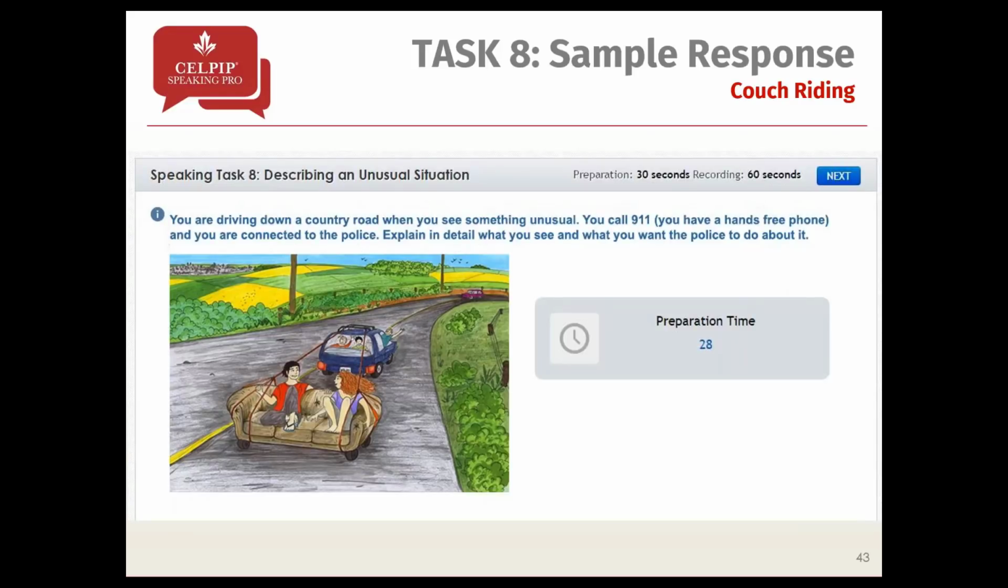Hi, this is Mike calling. I'm driving on the street. I think this is Robson Street. I see a really unusual thing in front of me. The car is pulling a sofa and 2 people are sitting on the sofa. So I think this is really weird.